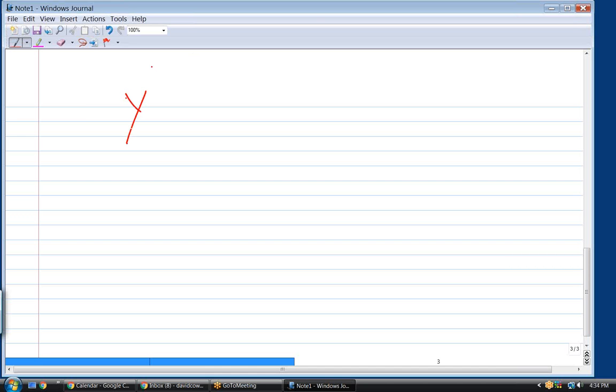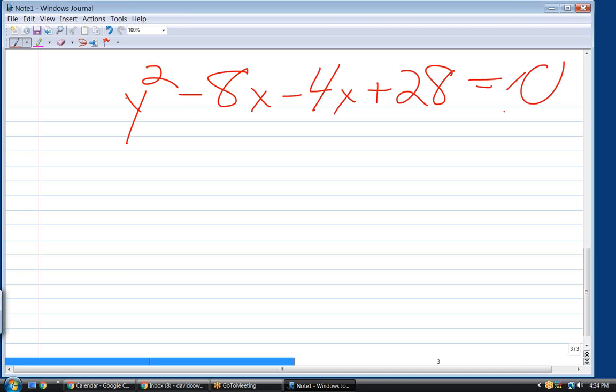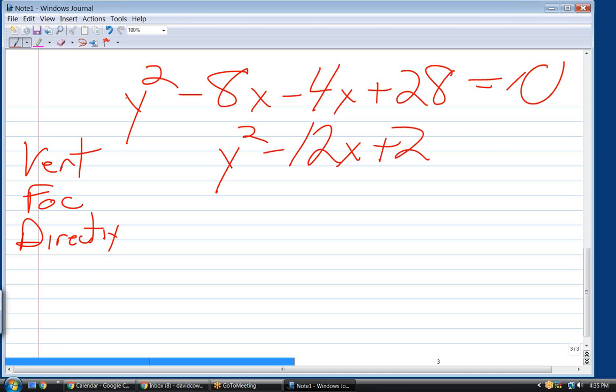Y squared minus 8x minus 4x plus 28 equals 0. In standard form, determine the vertex, focus, and directrix of the parabola. Why do we know this is a parabola? Because they told us it's a parabola? No, not really. It's because there's a y squared. Is this 8x minus 4x? Did I have that right? Yeah. So it's y squared minus 12x plus 28 equals 0.